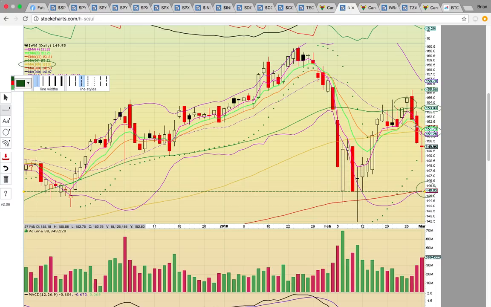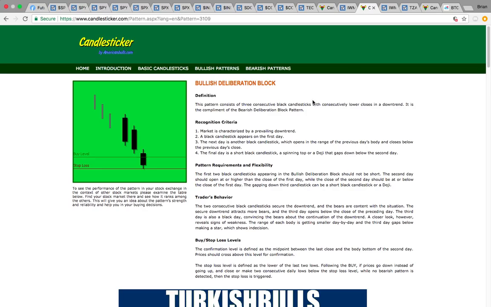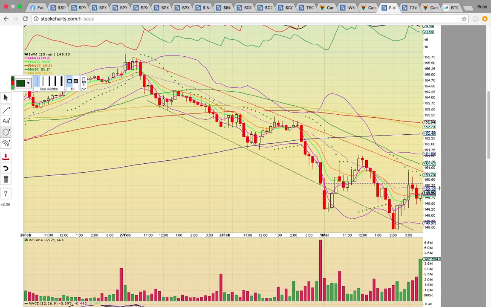So you have the consecutive low closes, and then you have the gap down with the small candlestick. And so this is a bullish reversal pattern, the bullish deliberation block. It's the inverse of the bearish deliberation block, and we'll be keeping an eye out to see if this pattern does confirm.